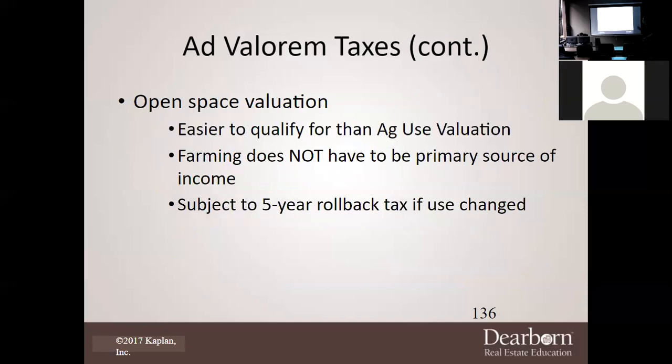There also is what they call an open space valuation. It's easier to qualify for than the ag use valuation. Farming does not have to be the primary source of income, though. And it is subject to a 5-year rollback tax if the use is changed. So you've got to be careful with this, because these taxes can retroactively come back and bite you.